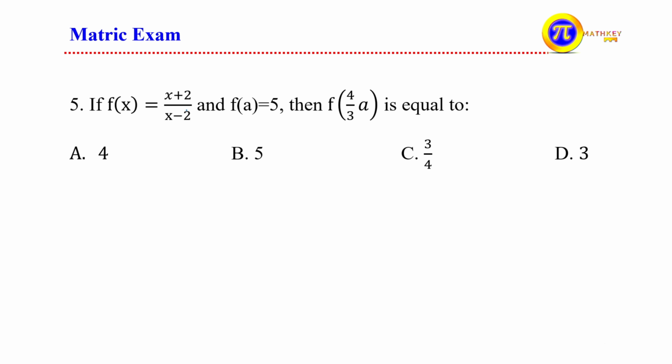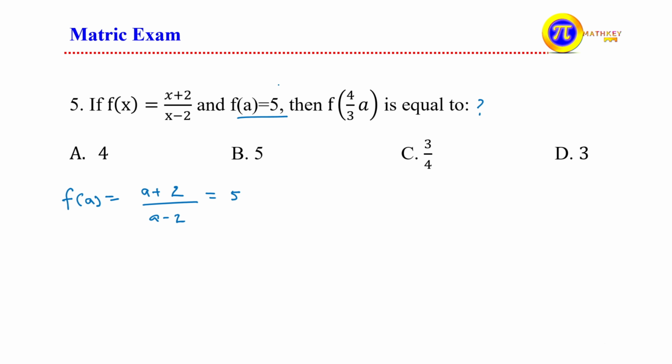Now the next question says that if f of x is equal to x plus 2 over x minus 2, and f of a is equal to 5, then what is the value of f of 4 over 3a? To answer this, what do you have? This means substitute a instead of x. f of a is equal to a plus 2 over a minus 2, which is equal to the given value, that is 5.